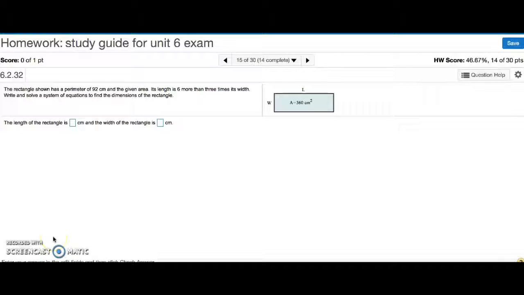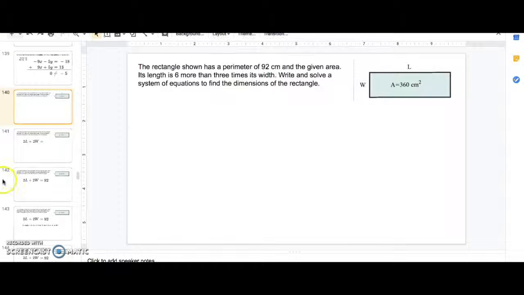Number 15, the rectangle shown has a perimeter of 92 and a given area. Its length is 6 more than 3 times its width. Write and solve a system of equations to find the dimensions of the rectangle. So let's go ahead and try to set up our equations.